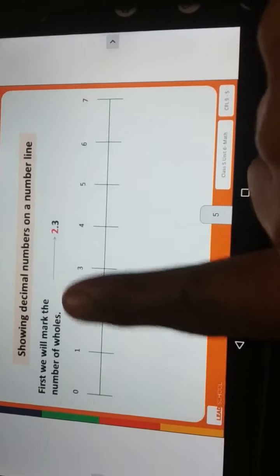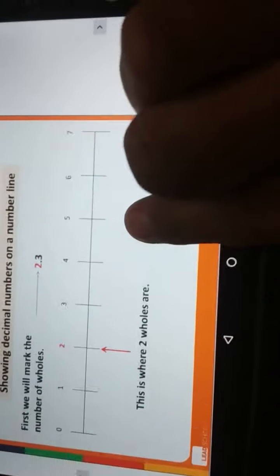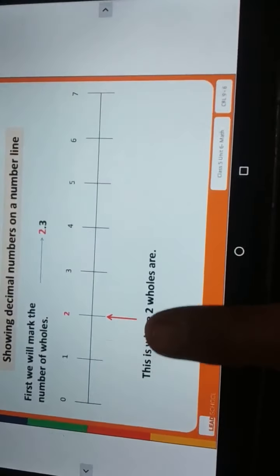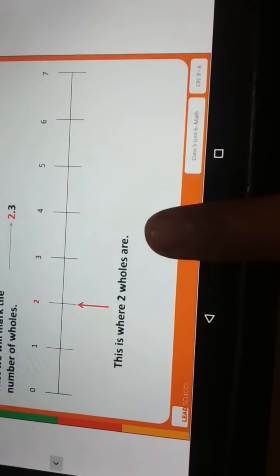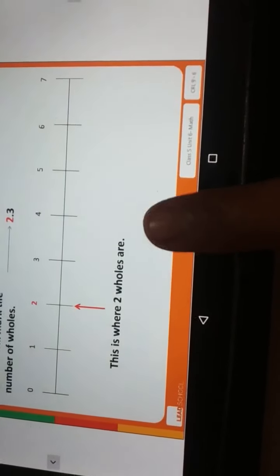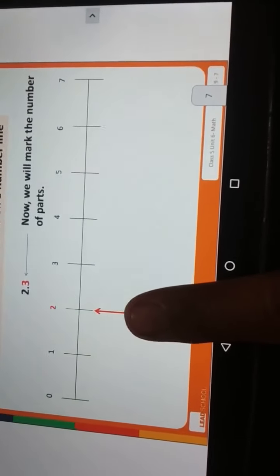First we will mark the whole number. This one is a whole number, 2 is a whole number. So here we have to mark, a red mark is here, right? Then what do we have to do? After that, first we mark the whole number. This is where the 2 wholes are. Okay. Then 2 wholes are there.